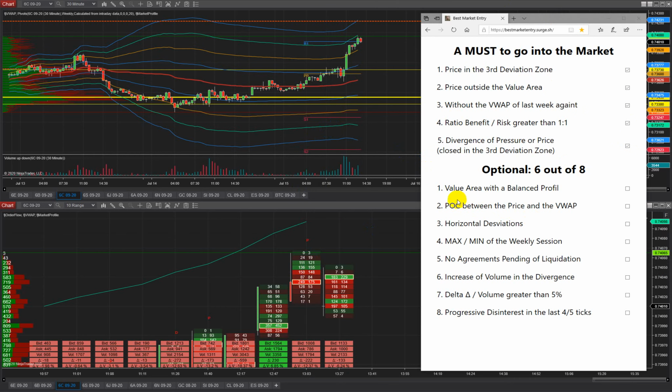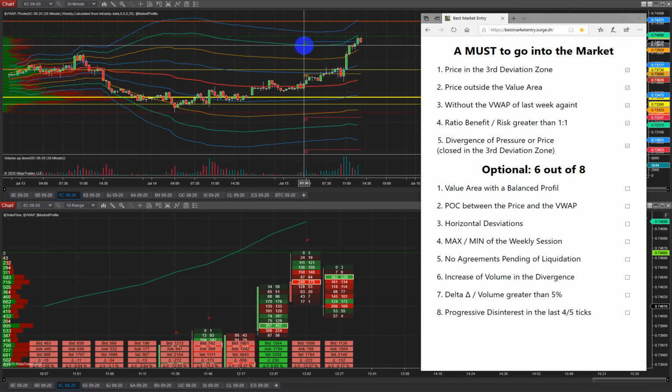Now we're going to see: is the price value area a balanced profile? Is this POC here in the middle? No, it's not. So we don't like it. That is a no-go. Is the POC between the price and the VWAP? No, actually the VWAP is closer to the price. So we got a no-go there too. Are the deviations horizontal? They start going diagonal. We can say yes, maybe for the last, but we can see here that they're pretty much going diagonal. So we don't want them either.